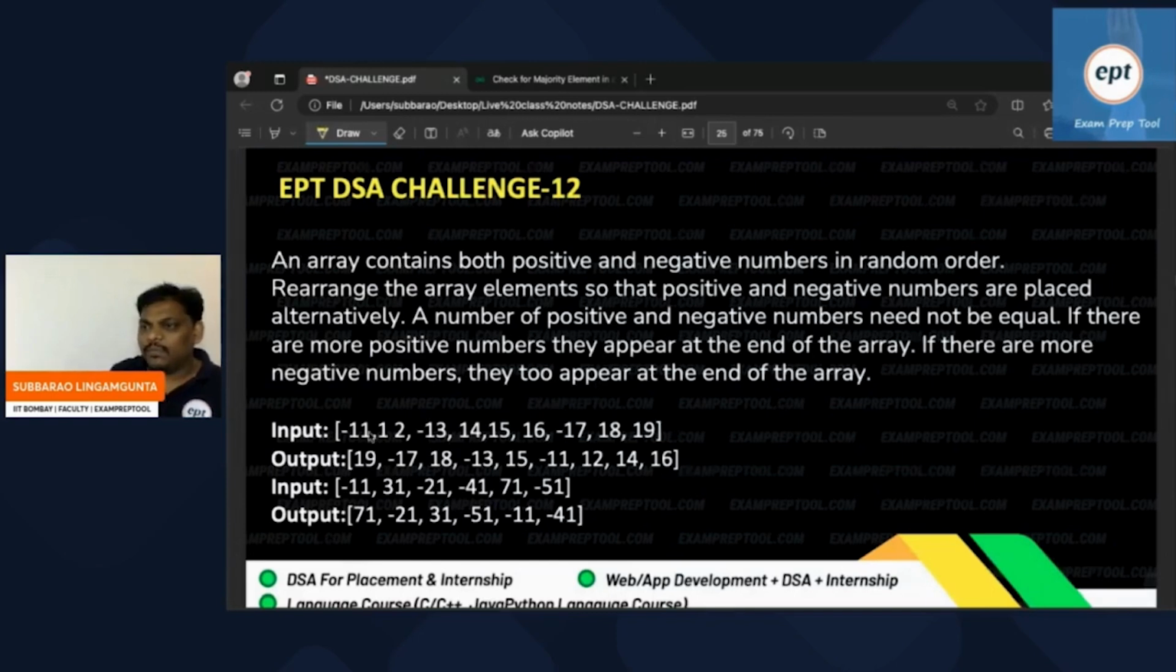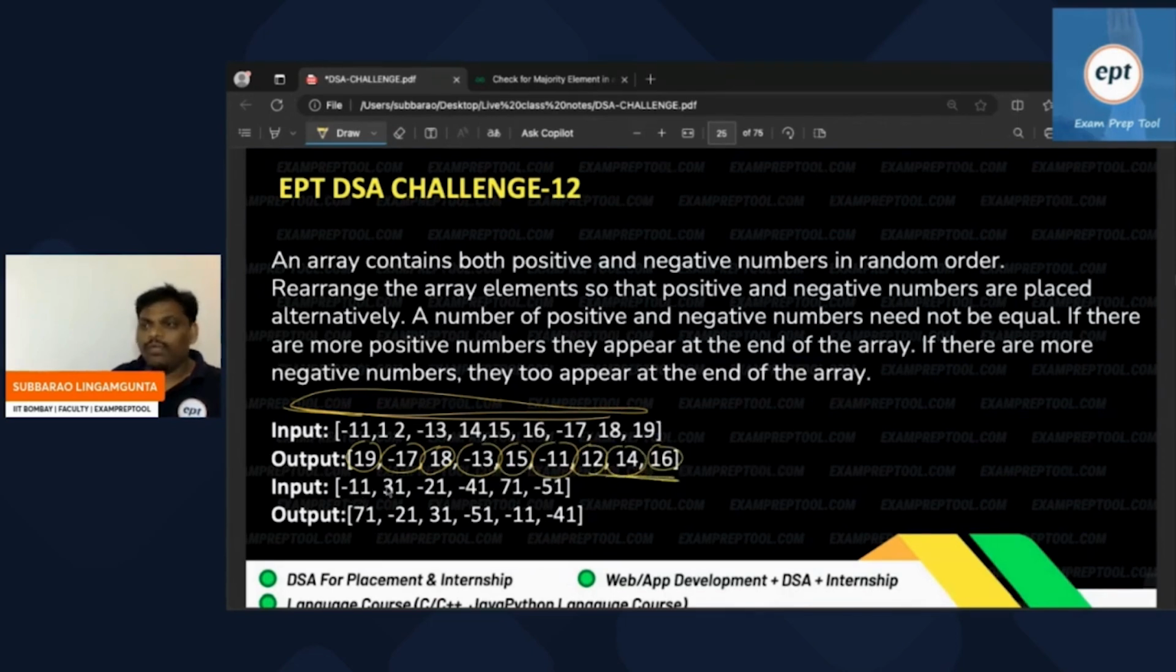I gave some examples also. Can you see these examples? This is the given array. If you see the output, see: positive, negative, positive, negative, positive, negative, positive, positive, positive. See, if at all positives are more, they will be at the end.